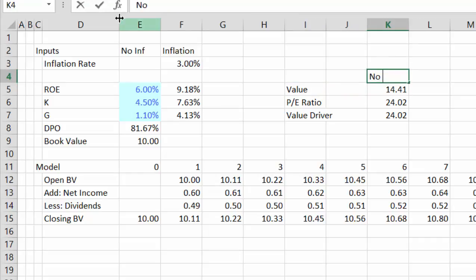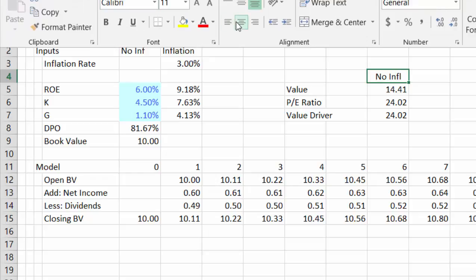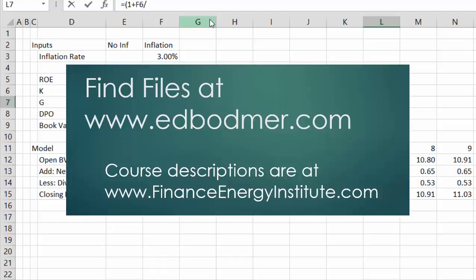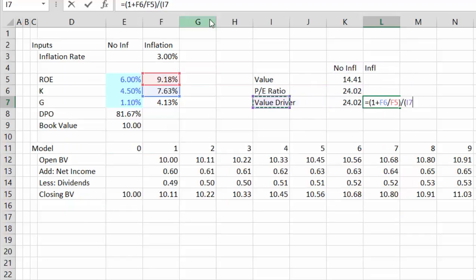Okay, and then we put the inflation rate, and we say the value driver formula is 1 plus the growth rate that includes the inflation divided by the ROE that also includes the inflation divided by the cost of capital that's got the inflation in it minus the growth that has the inflation in it. And you get a much higher PE ratio.